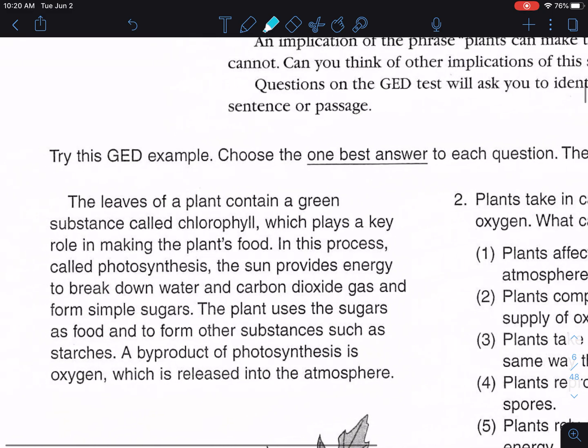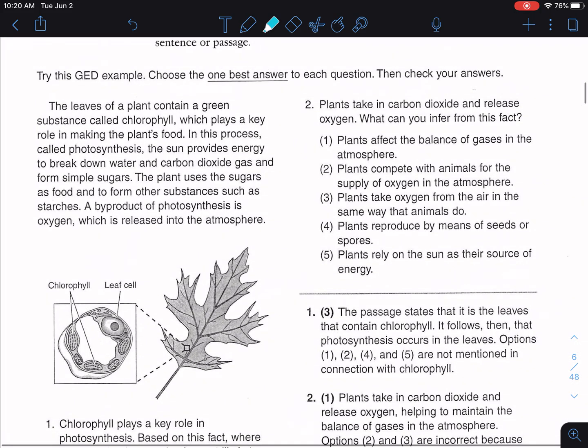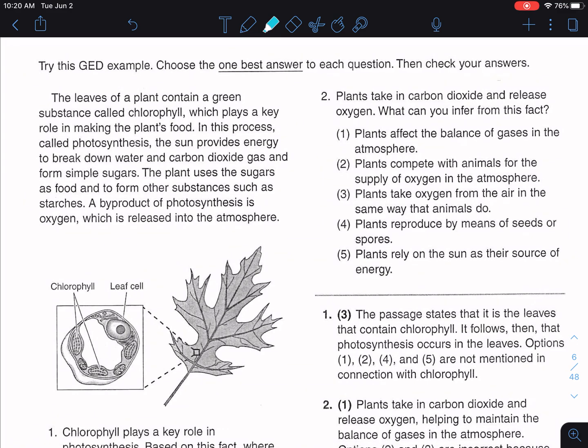So let's go ahead and read this text right here, and then we're going to answer the questions. Always important too to look at the pictures. So the leaves of a plant contain a green substance called chlorophyll, which plays a key role in making plant food. Okay, so chlorophyll. In the process called photosynthesis, the sun provides energy to break down water and carbon dioxide gas and form simple sugars. The plants use the sugars as food and to form other substances such as starches. A byproduct of photosynthesis is oxygen, which is released in the air.